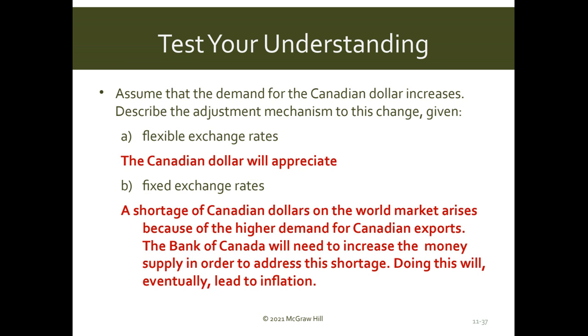If demand shifts to the right in the flexible exchange rate system, the Canadian dollar will appreciate, because everyone is demanding Canadian dollars, so the value of the Canadian dollar will increase. In the fixed exchange rate system, a shortage of Canadian dollars on the world market arises because of the higher demand for Canadian exports. The Bank of Canada will need to increase the money supply in order to address this shortage. Doing this will eventually lead to inflation. And when you have inflation, the exports will decrease and you have the same exchange rate that was fixed by the government. So that's all as far as this last chapter is concerned.